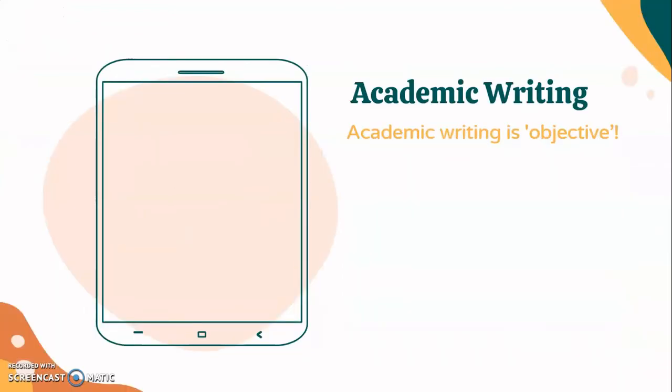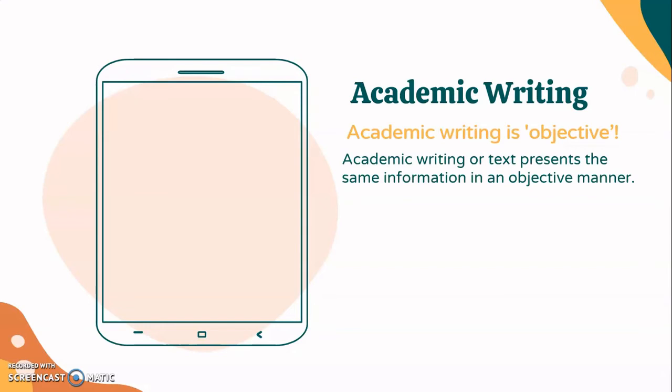Now let's come to the biggest question you may ask. What kind of language or writing style do we use in academic writing? In an academic setting or academic writing, we use the objective writing style. That's the rule of thumb.